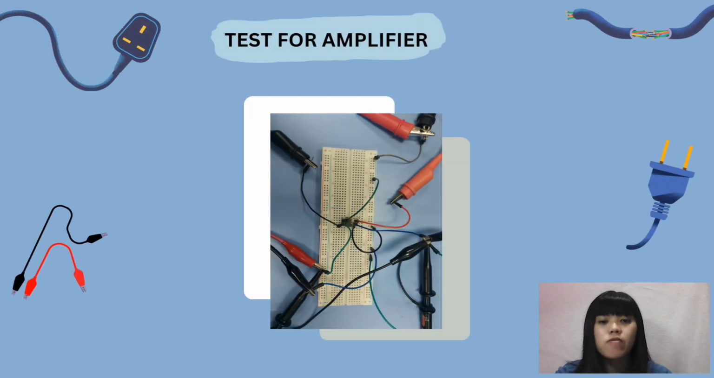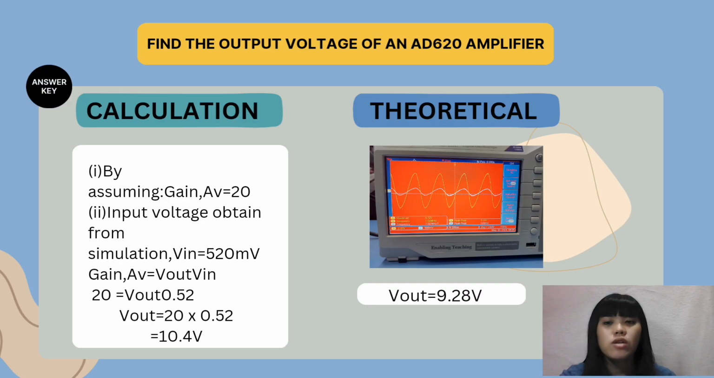Explain about the output voltage obtained from testing of the amplifier. We're using the calculation method and the theoretical method to find the output voltage of an AD620 amplifier. In the calculation method, the gain of an amplifier is expressed as the ratio of the output voltage to the input voltage. By assuming a gain of 20, the input voltage obtained from simulation is 520 mV.